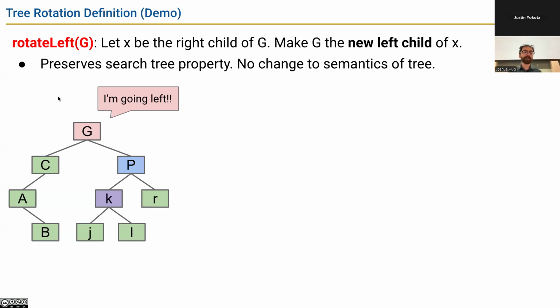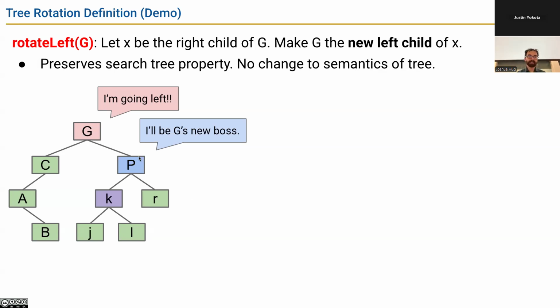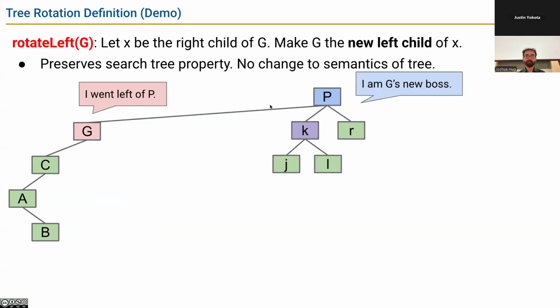And so the basic cartoon I have here is that G says, I'm going left. Okay. And this right here, that's X. So X is going to be G's new boss. In this case, X is P. Okay, so we're going to try and perform this operation intuitively. And I'm going to do it this way. I'm going to take P and make it G's new boss. So naively, I might do this. So all I did is I took P and I brought it up. And now I have G is now to the left of P.